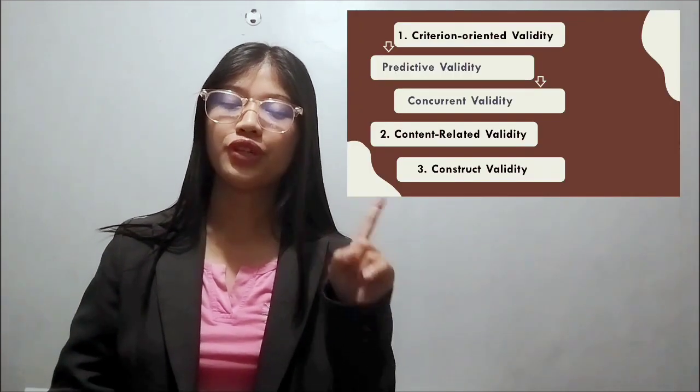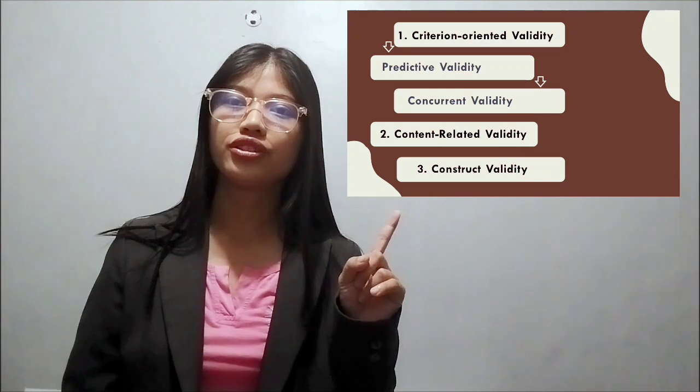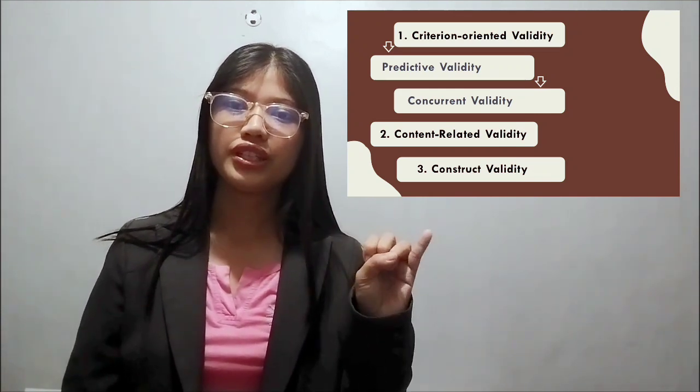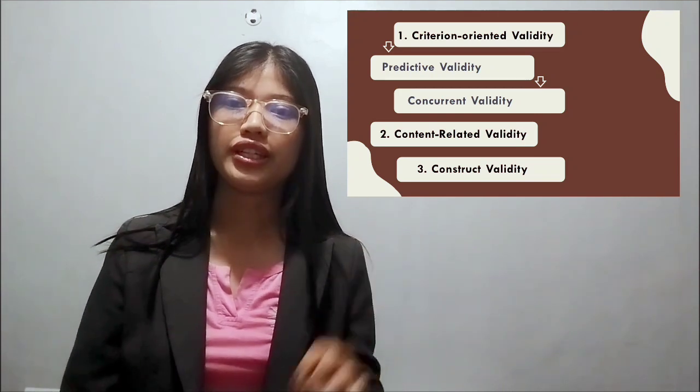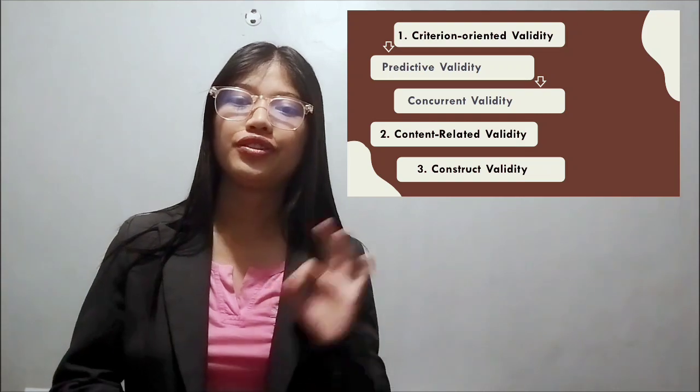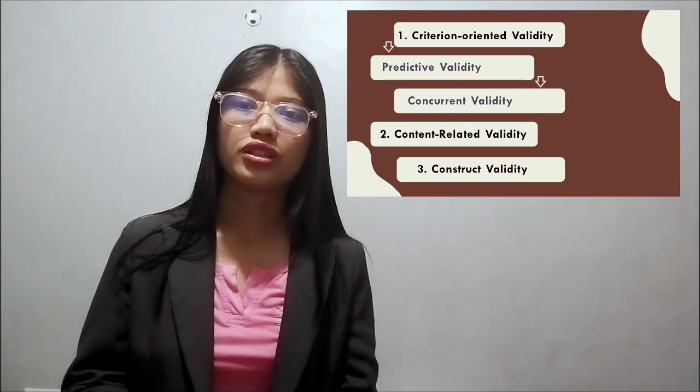There are three types of validity. The first type is criterion-oriented validity, which includes predictive validity and concurrent validity. The second type is content-related validity, and the third type is construct validity.